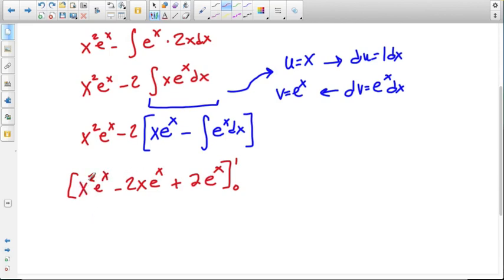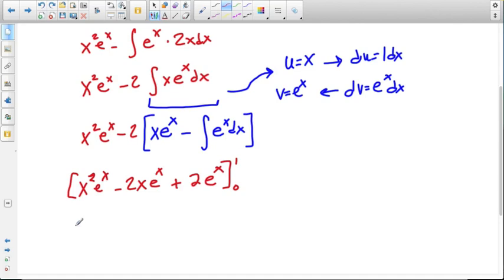We've got our x, our polynomial, being reduced, and our e to the x that's staying the same, because no matter what you do to e to the x, it stays the same. And we're going to get into a way to do that a little more quickly in just a minute.